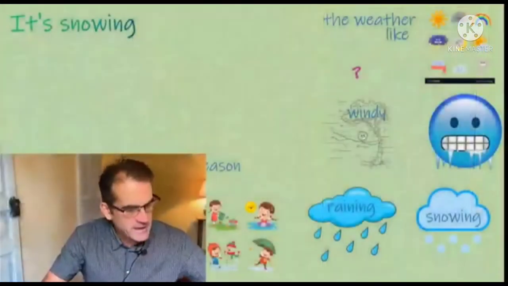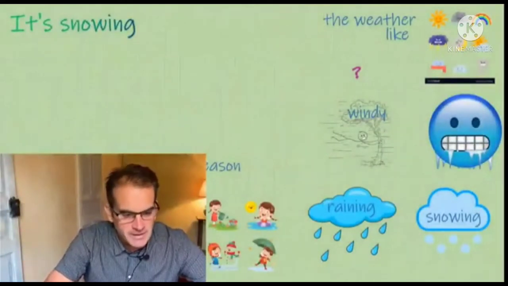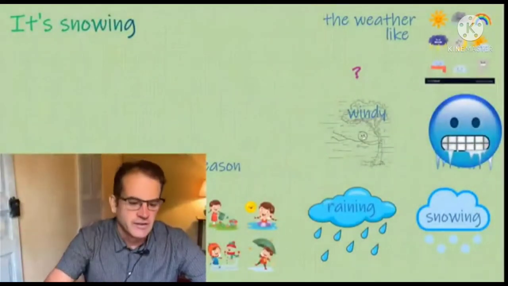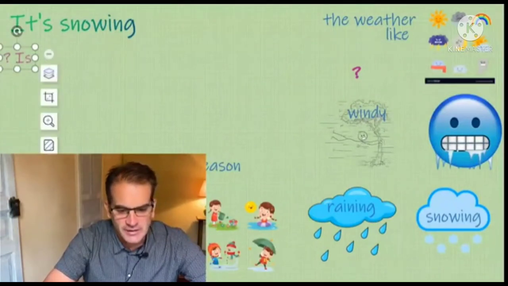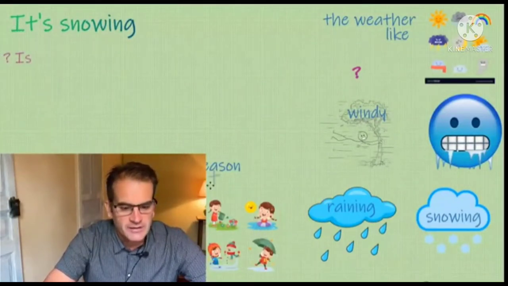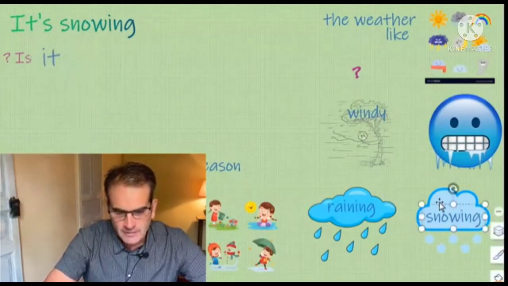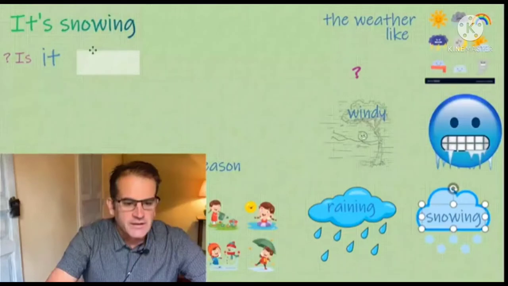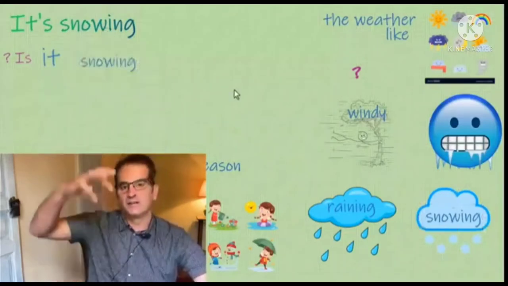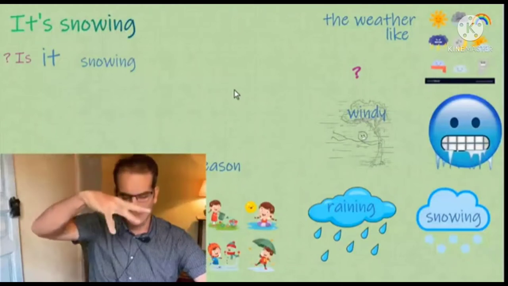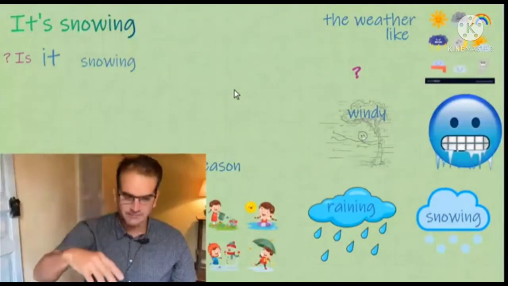So the snowman, the carrot and the rabbit. So it's snowing. So question, is it snowing? Is it snowing? Okay, so question, is it snowing? Yes, it is snowing. It is snowing.